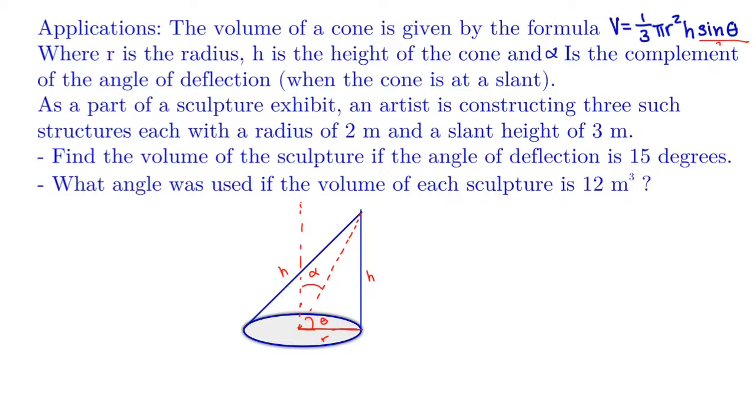Okay, so now let's get to the word problem. As part of a sculpture exhibit, an artist is constructing 3 such structures, each with a radius of 2 meters and a slant height of 3 meters.